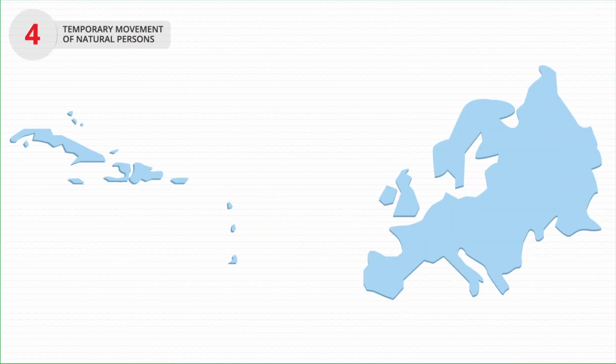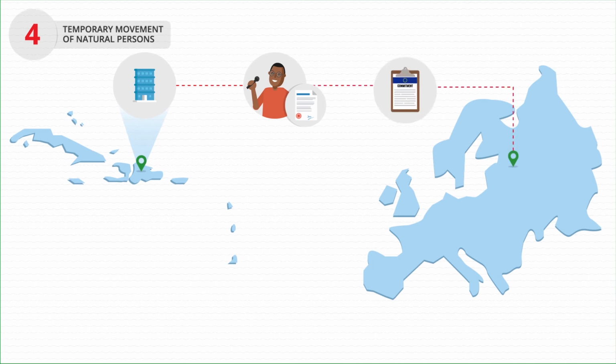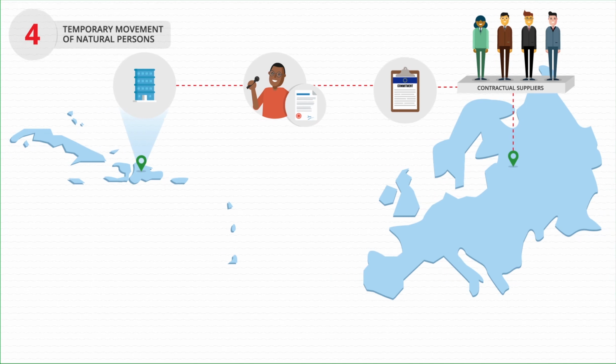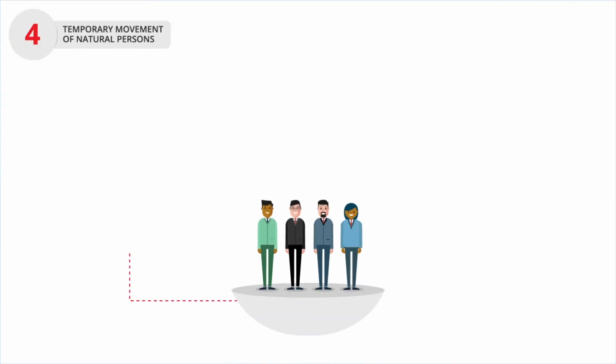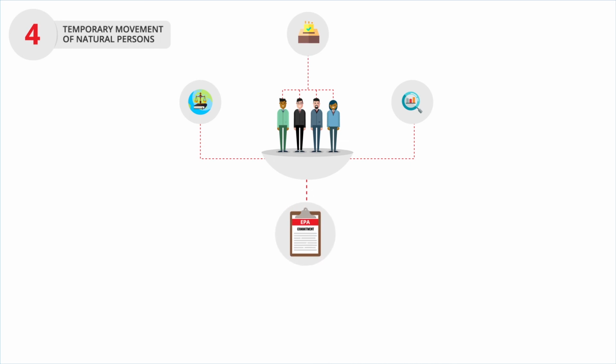For example, if you are an entertainer linked to a company in the Caribbean and have secured a contract for a show in Europe, then you can rely on the EU's commitment to allow contractual service suppliers to provide their services in Europe. Independent professionals in international public law or market research and opinion polling may also rely on EPA commitments to provide services in Europe.